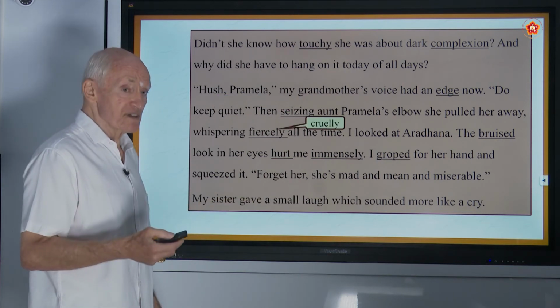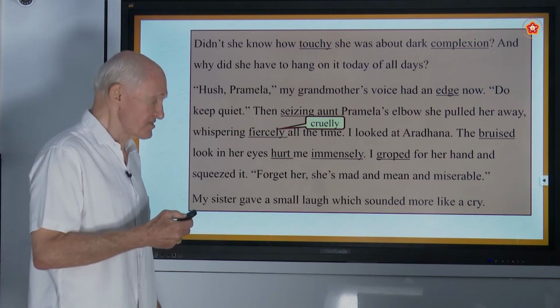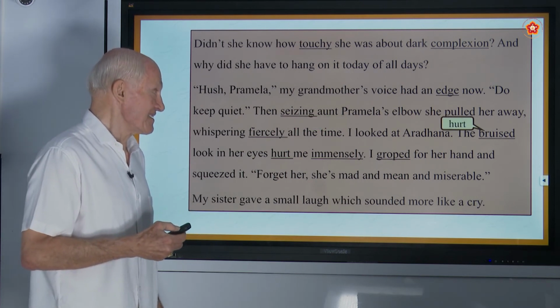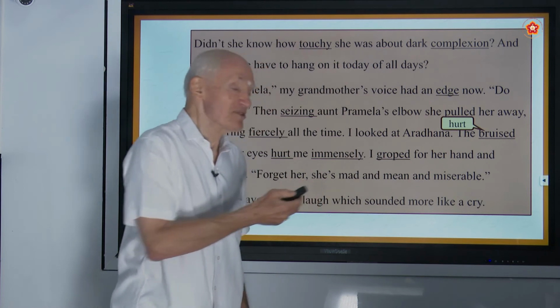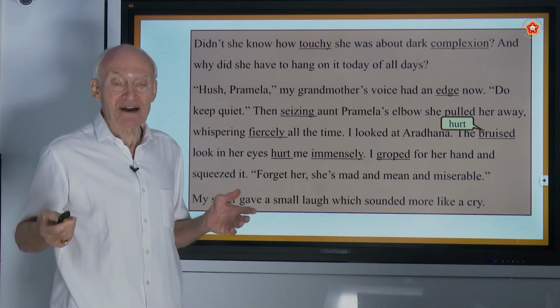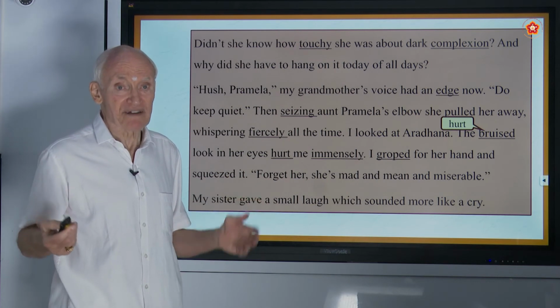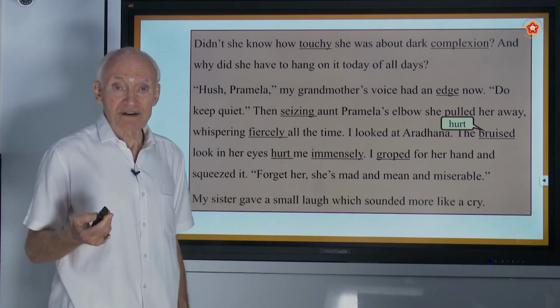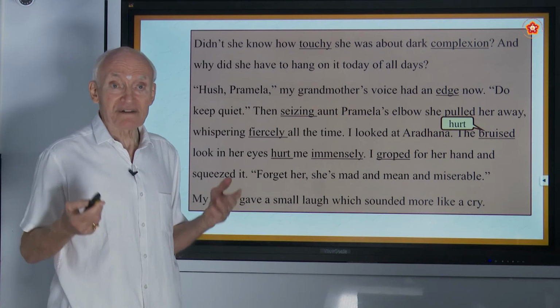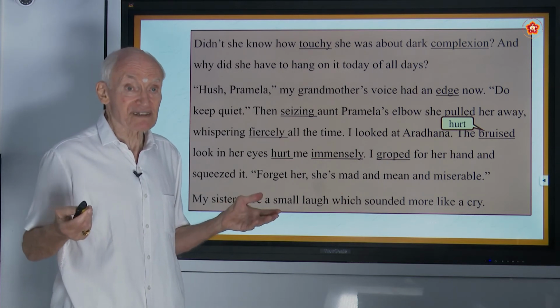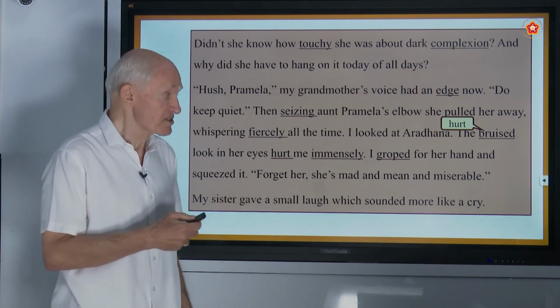Fiercely, she was talking cruelly. Why did you say that? Why did you say that? Okay? Hurt, bruised. Poor Ardna, her whole demeanor was bruised by the statement that her aunt had made. She's trying to feel good and she's nervous about dancing, and then her aunt says this. She was hurt.